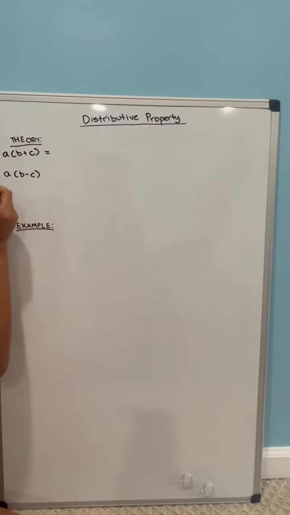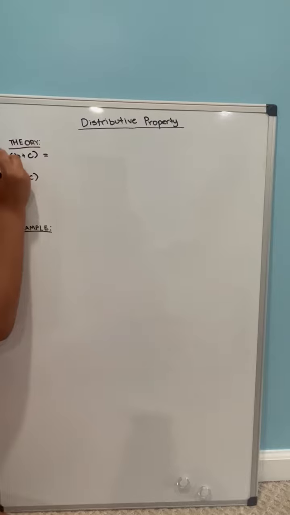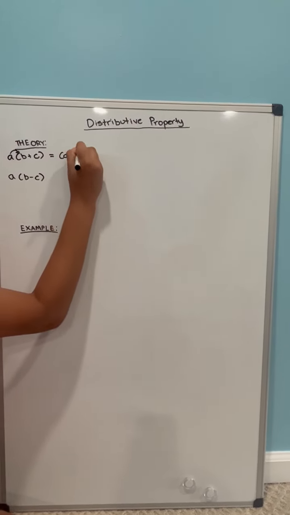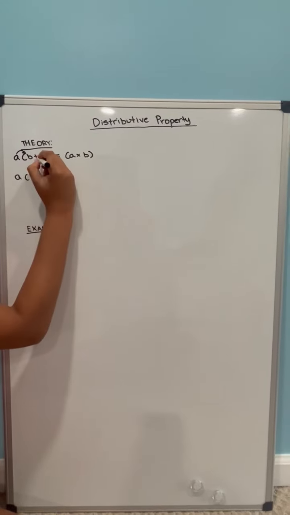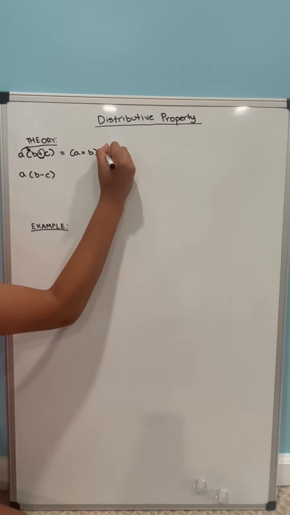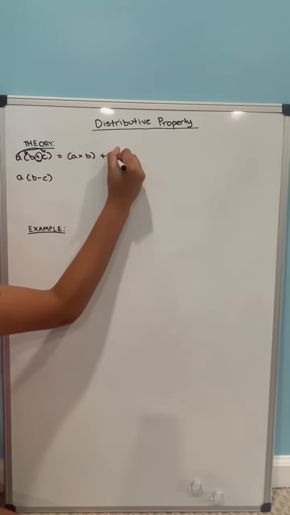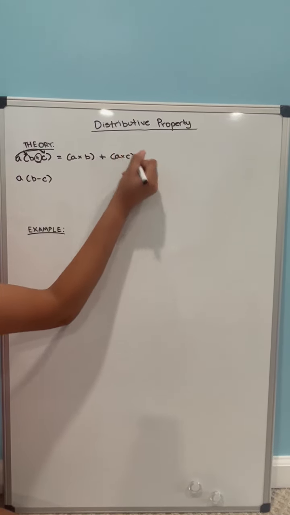So A times (B plus C). First you have A times B, so you write A times B. Now you take the plus, and then you do A times C. So you have A times C, voila.